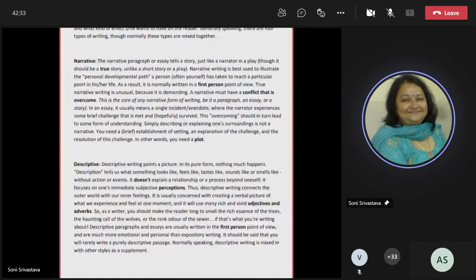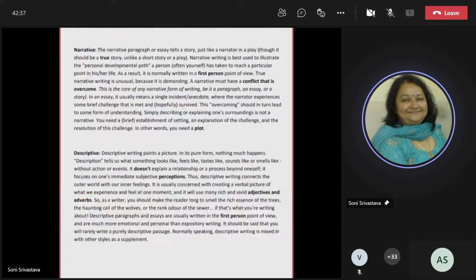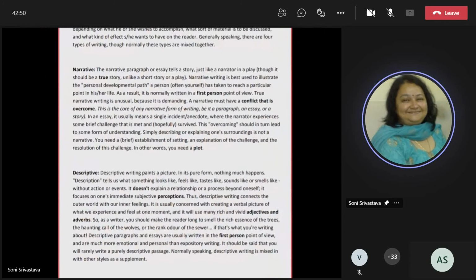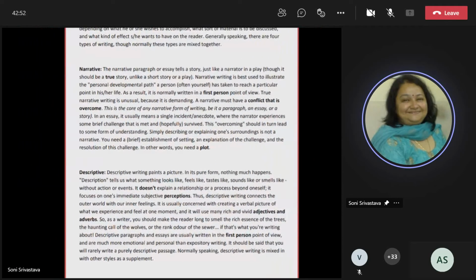Now come to the thing that has been written here. Siddharth, in fact, you said you didn't know that. Now tell me, this entire part, the narrative paragraph or essay tells a story. Can you just explain this part to me? Then I'll know whether you've understood or not. Tell me what is narrative type of writing and give me a few examples.